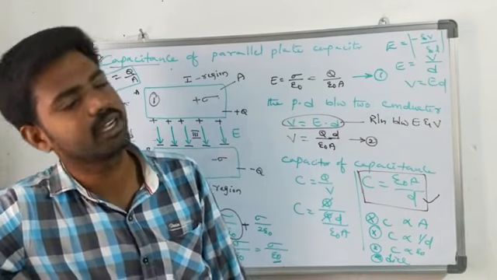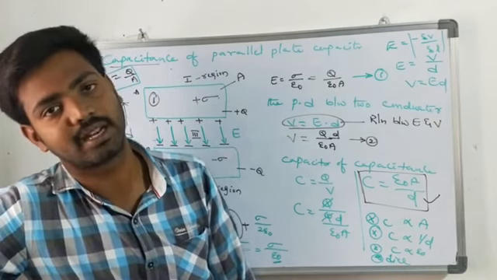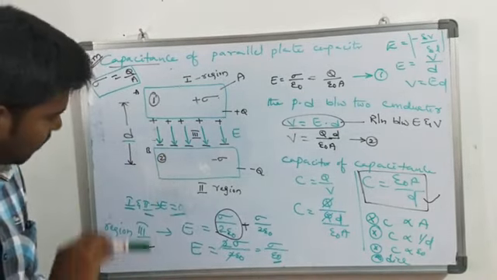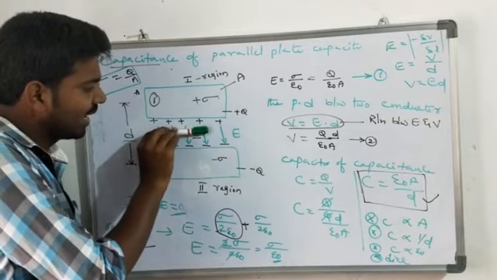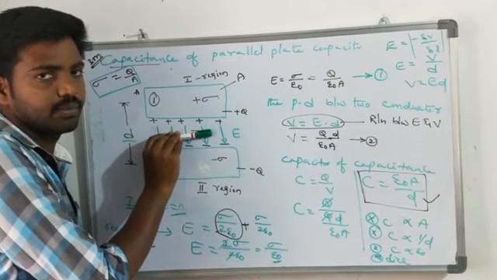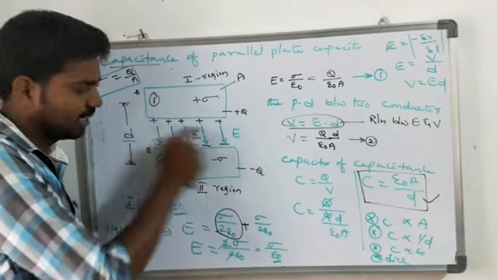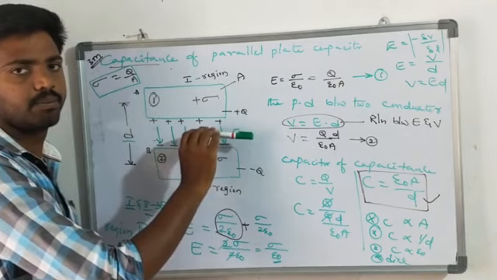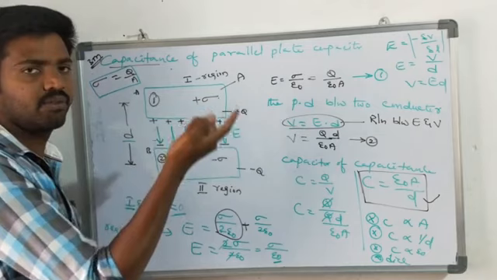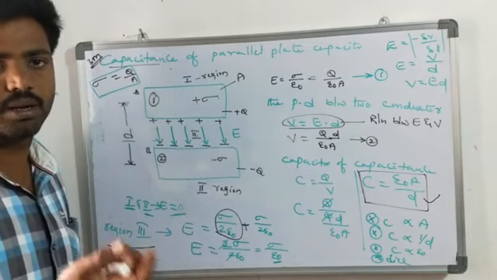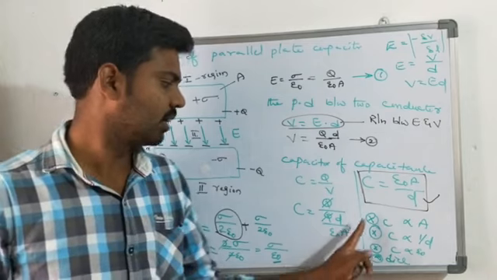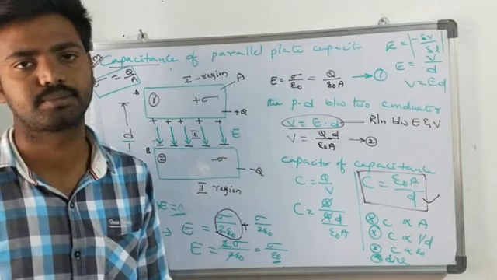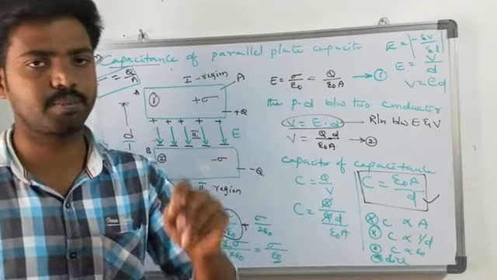We'll discuss dielectrics in the next video. Between the two conductors there is nothing here. If you insert a dielectric medium between the two conductors, or suppose you insert a rod or a metal plate, automatically the electric field and electric potential change. When the electric field and potential change, the C value changes. That is the dielectric medium.